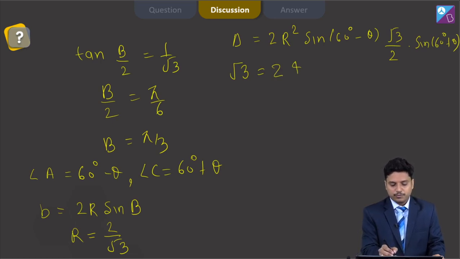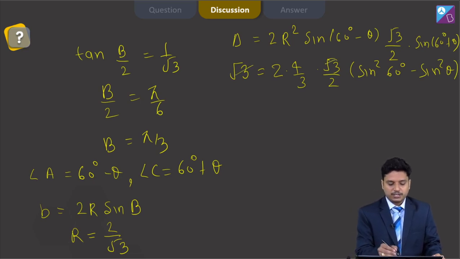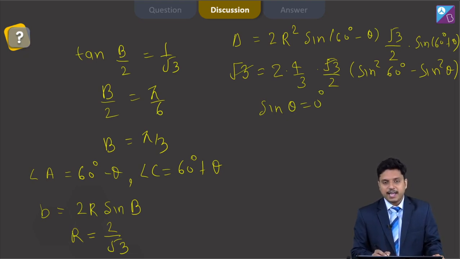So which is 4 by 3, or into here root 3 by 2, and sin square 60 degree minus sin square theta. So if we simplify this, this root 3 gets cancelled, and here what we are getting is sin theta equal to 0. So sin theta is equal to 0 degree. That is why the angle A, angle B and angle C all are equal to 60 degree. So this way we can prove that this is an equilateral triangle.